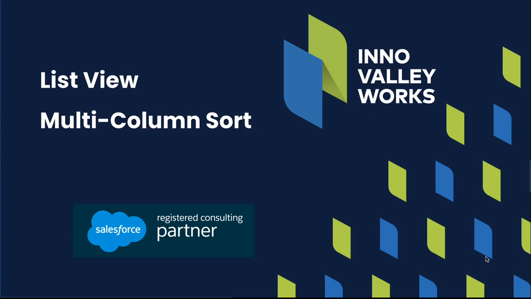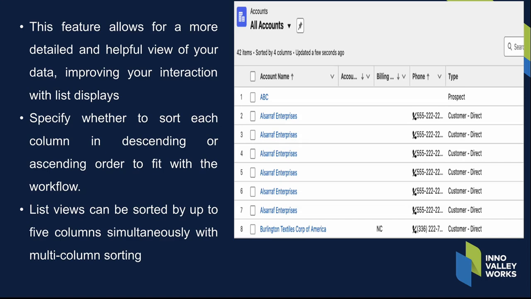Hello, today we will look at the new feature in the list view. We have a new feature to sort more than one column in list views. With this feature, you are able to sort the columns by up to 5 fields.